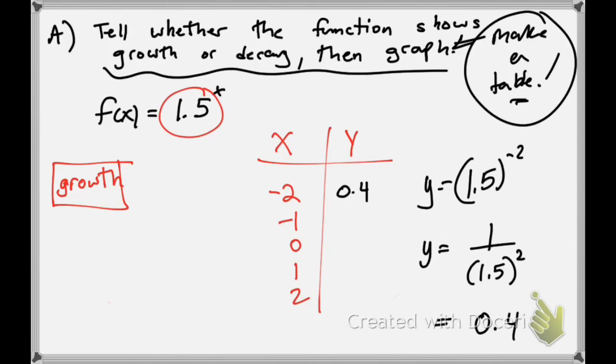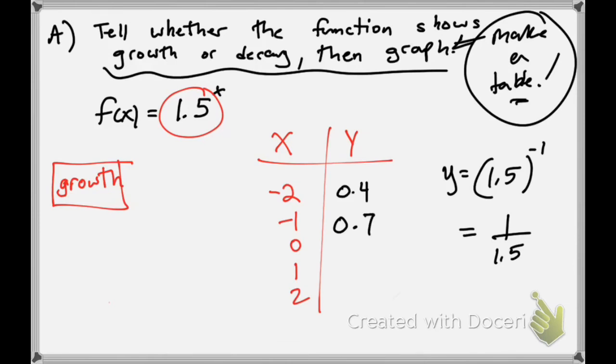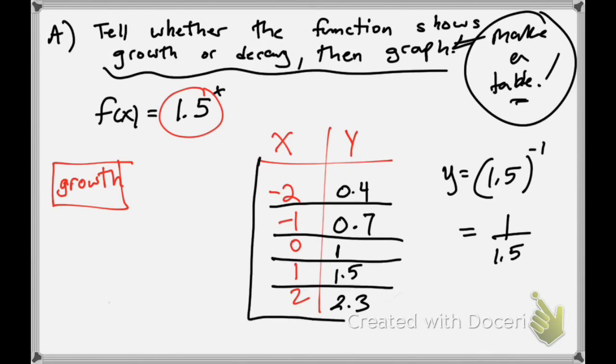Now I keep doing this just for a second. I can do one more. You can use your calculator for that last part. So y is equal to 1.5 raised to the negative 1. So that's 1 over 1.5, which converts to the decimal 0.7. And 1.5 raised to the power of 0 is 1, always going to be 1. 1.5 raised to the power of 1 is 1.5. 1.5 squared is 2.3. So there are my xy coordinates.